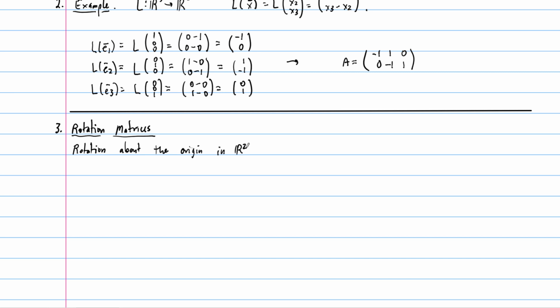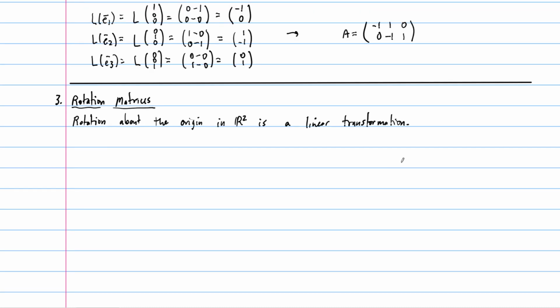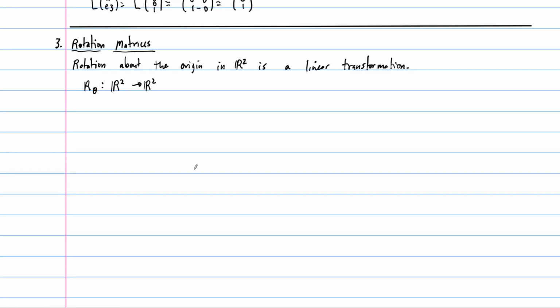So in R2, this is a linear transformation, and we can check that once we have the matrix. We'll call our linear transformation R sub theta. The theta matters, because theta is the angle that we're going to rotate. This is going to map from R2 to R2, so it's a linear operator. Remember, we call it an operator when it acts on a space, if the domain and the codomain are the same space.